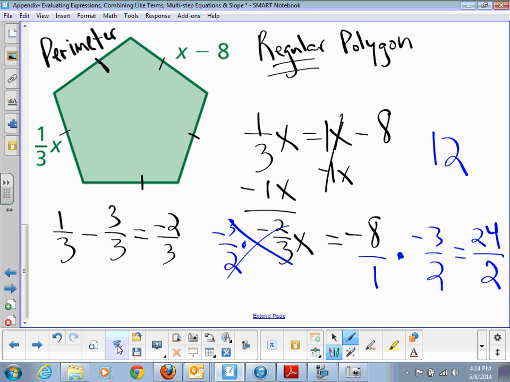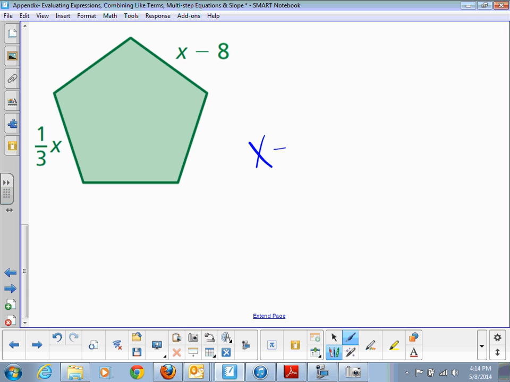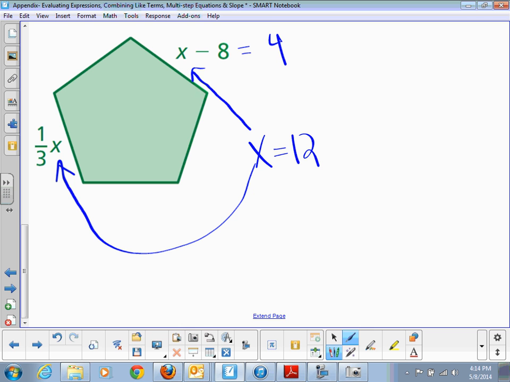So let's erase all this just for a second, and we'll keep our 12. We just found out that x equals 12. Don't stop. Do not stop. What you need to do is go substitute the x for 12. So this one's pretty simple. 12 minus 8, that's 4. Or you could say 1/3 of 12, that's 4 as well. So both of these are 4, this side and this side.